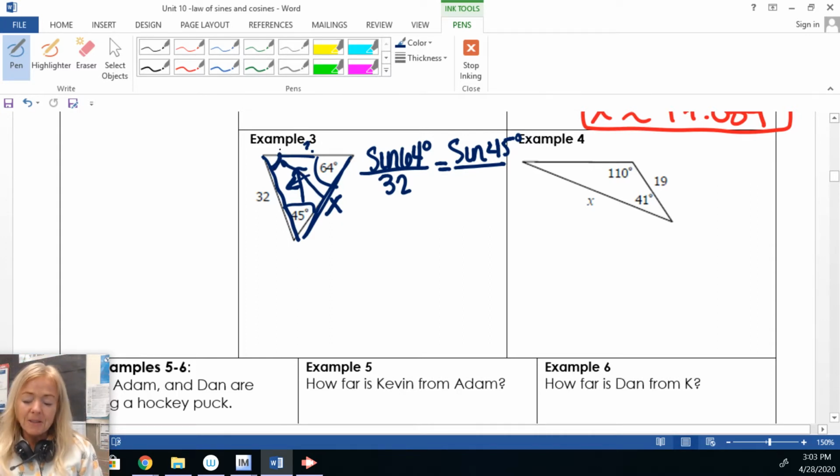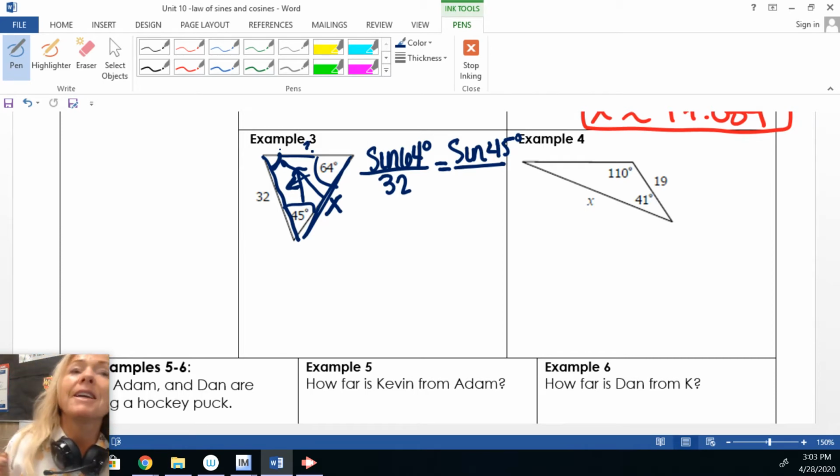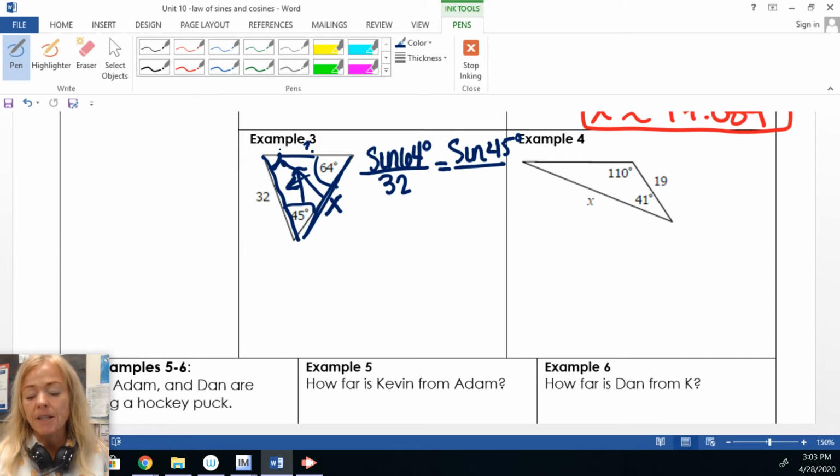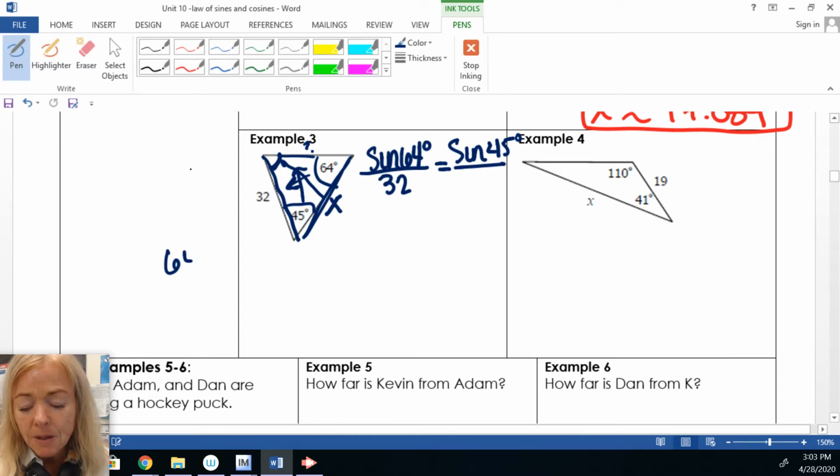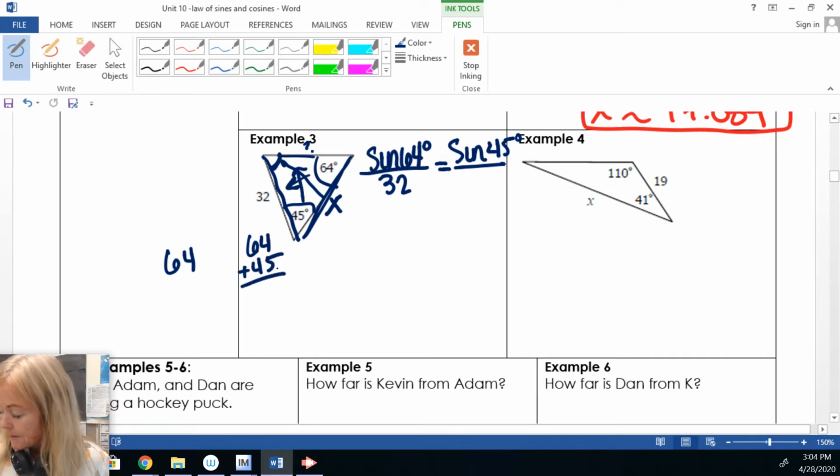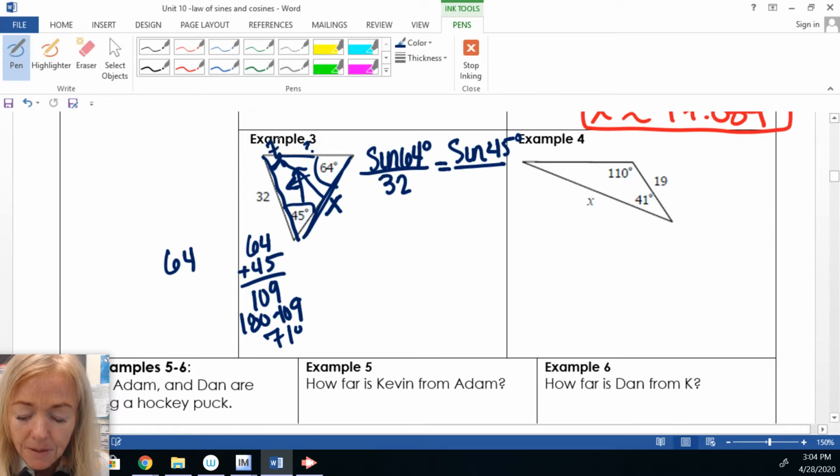So what we'll have to do is come up with that angle. We can't come up with side measures because the side measures are unlimited. We don't know side measures. However, the angle measures are limited. They have to add to 180. So if we add 64 plus 45, we get 109. And 180 minus 109 is 71. So we know this one is 71 degrees.